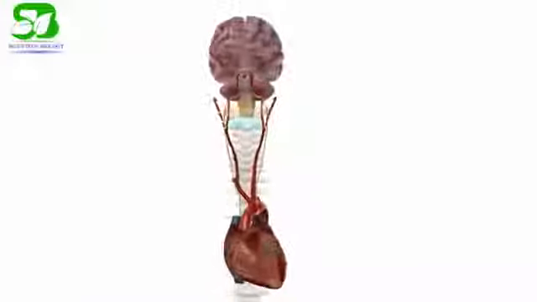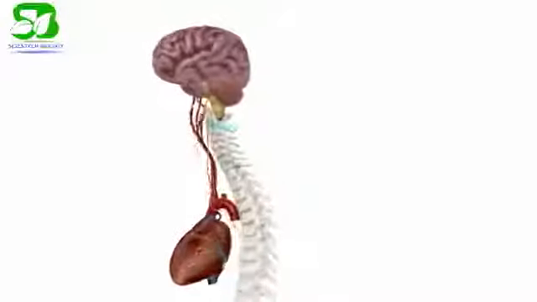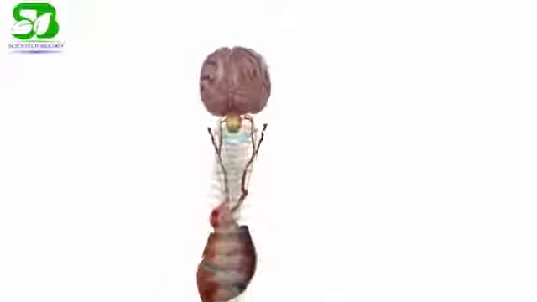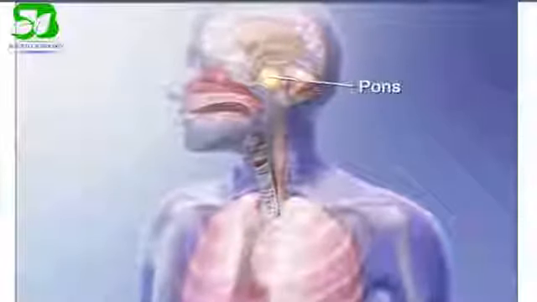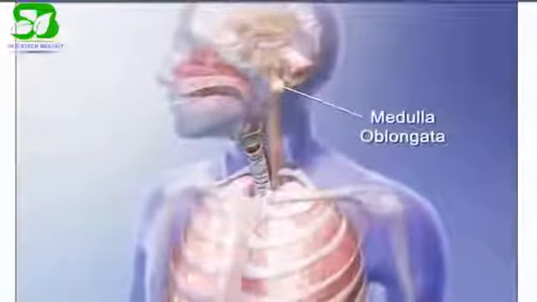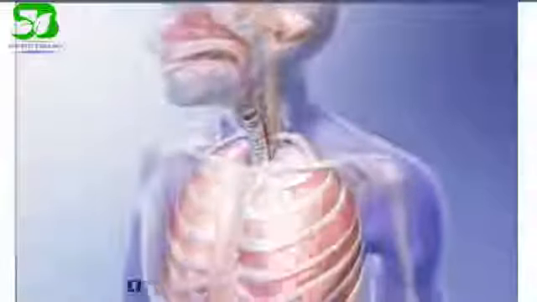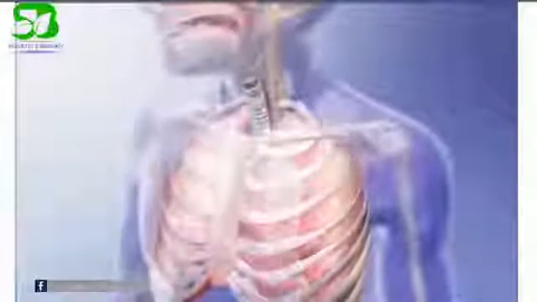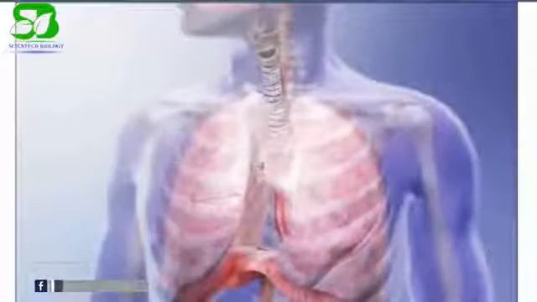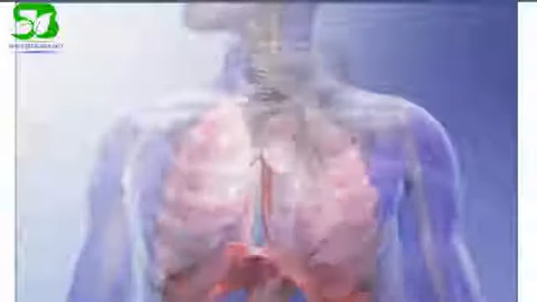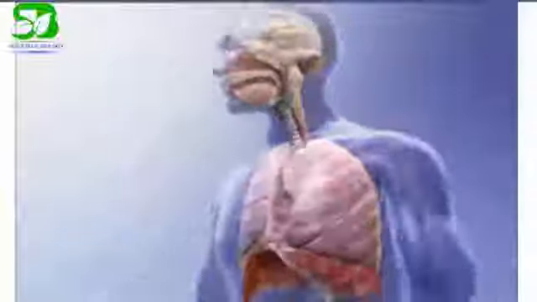Now let's see how breathing is regulated by our brain. Respiration is an involuntary function. Nerve impulses are transmitted by the pons and the medulla oblongata to the respiratory center. The rate of normal breathing is 12 to 15 breaths per minute. The body adjusts the rate and depth of normal breathing in response to metabolic needs.